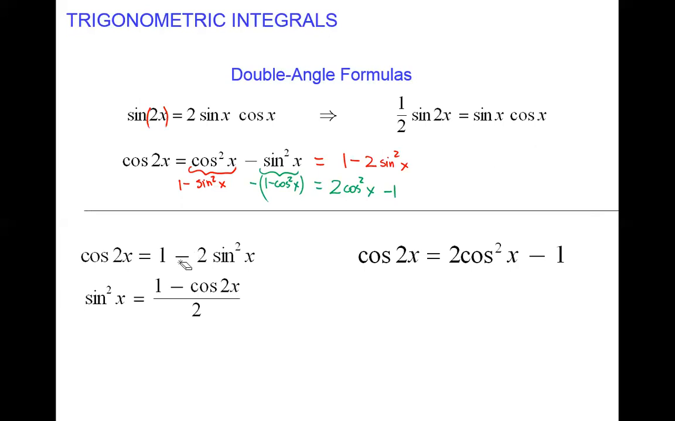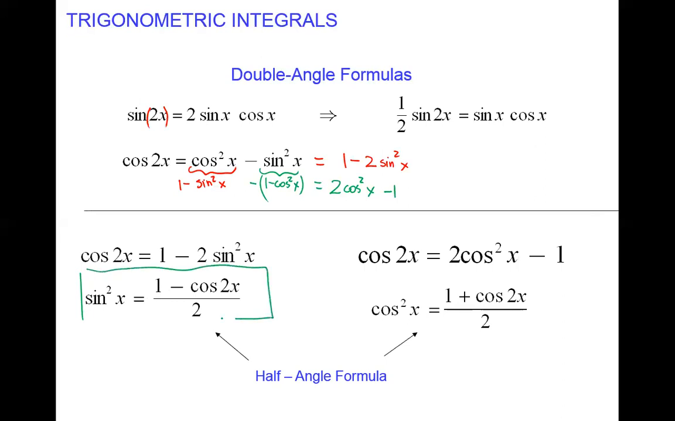That means subtracting 1 and dividing by negative 2, I get sine squared of x equals 1 minus cosine of 2x over 2. The same for this one, adding 1 to both sides and dividing by 2, I have cosine squared of x equals 1 plus cosine of 2x over 2. And we call these half-angle formulas, and we will need them. That's double angle and half angle, important.